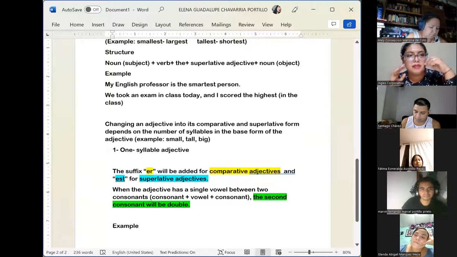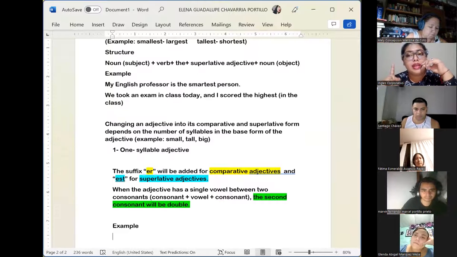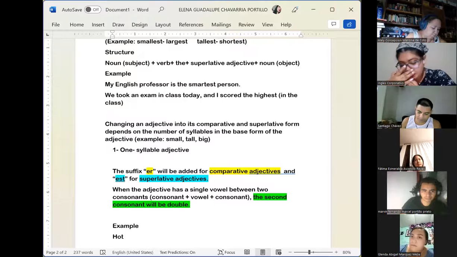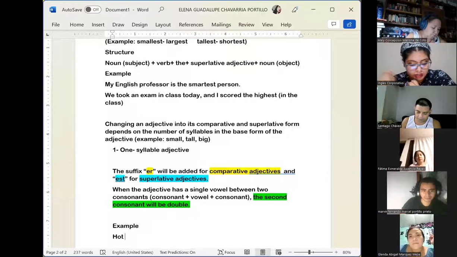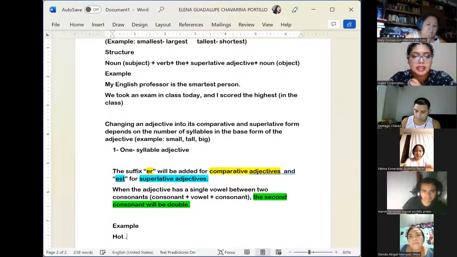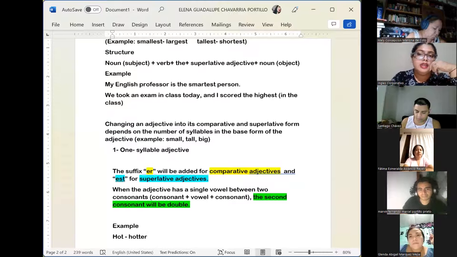Okay, we are going to have an example for this: a one-syllable adjective that also has a consonant, a vowel, and a consonant. The word is hot. This is the adjective. We know that in Spanish, this is caliente. So we are going to take this adjective and transform it into a comparative form, because we're going to double the consonant. We're going to see how it is going to be in a comparative form. In this case, we have the word, and we are going to double the consonant and also add ER: hot, hotter.